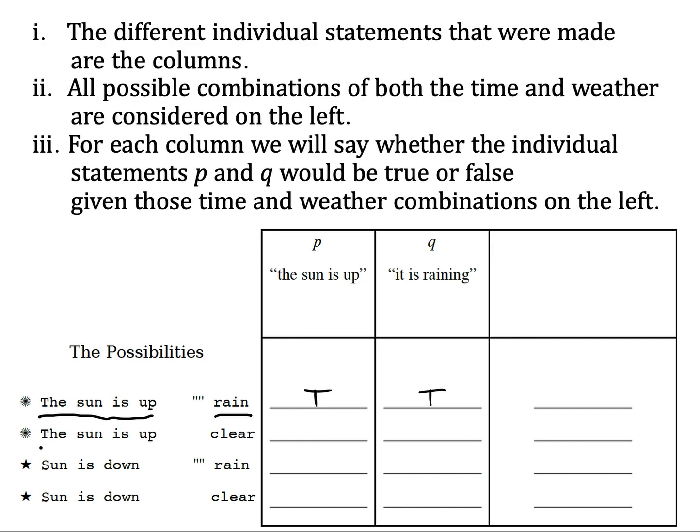Now let's take a look at row 2. In row 2, it's a clear day. So if somebody says the sun is up, they are telling the truth. But if they say it's raining, then that's a lie. What if it's a rainy night and somebody says the sun is up? Did they tell the truth? No, they did not. But if it's a rainy night and they say it's raining, did they tell the truth then? Yes, they did.